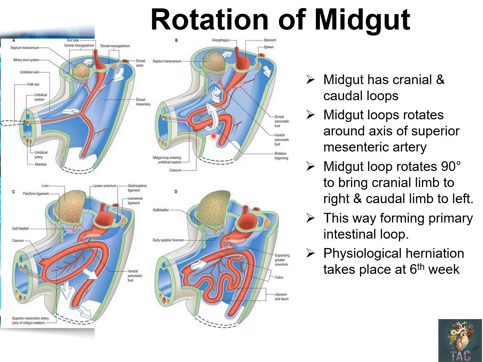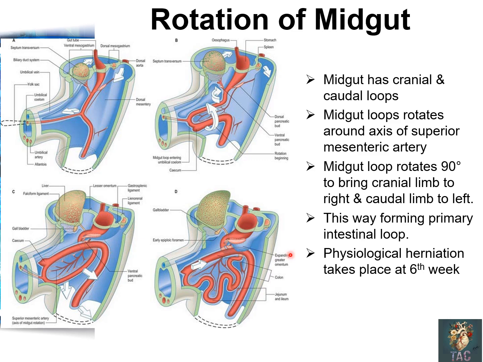The first rotation of the midgut takes place before the process of physiological herniation, and this is about 90 degrees counterclockwise, in such a way that the cranial limb comes to the right side and the caudal limb to the left side. You can see this is the direction of the rotation, and after the rotation has taken place, this one is the proximal or cranial limb, which is present on the right side, and this one is the caudal or distal limb, which is present on the left side.